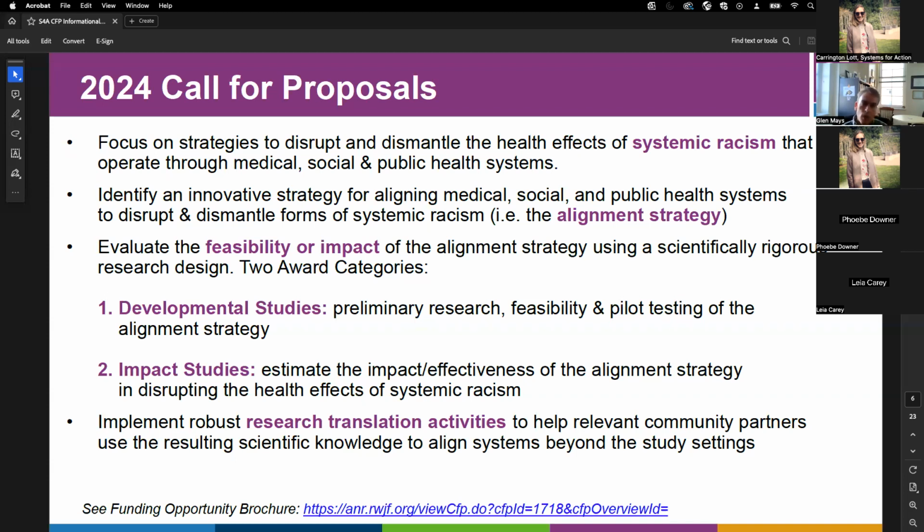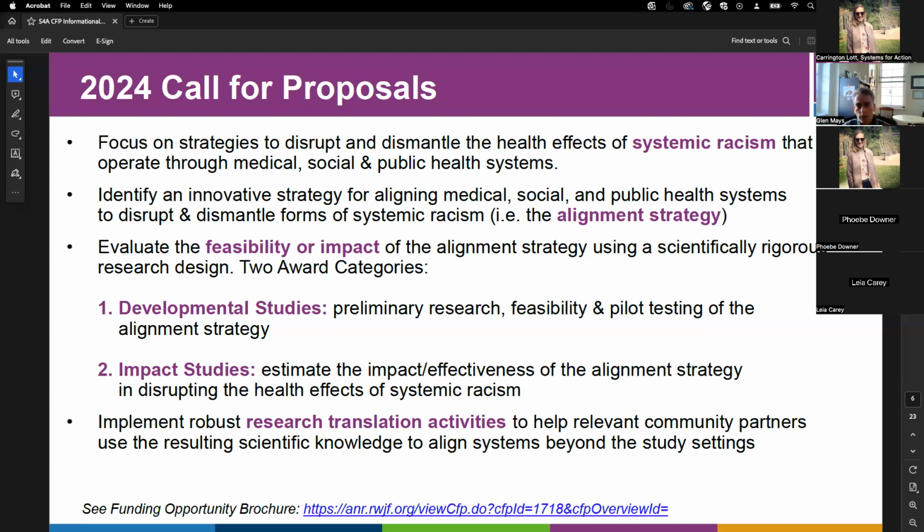So specifically, we are hoping to see proposals that will identify an innovative strategy for helping medical, social, and public health systems align their efforts toward the common goals of disrupting and dismantling forms of systemic racism. We call those innovative strategies that are tested through studies in S4A alignment strategies for helping medical, social, public health systems align their efforts. So for this call, we're looking for proposals to test innovative alignment strategies that focus on disrupting and dismantling forms of systemic racism.